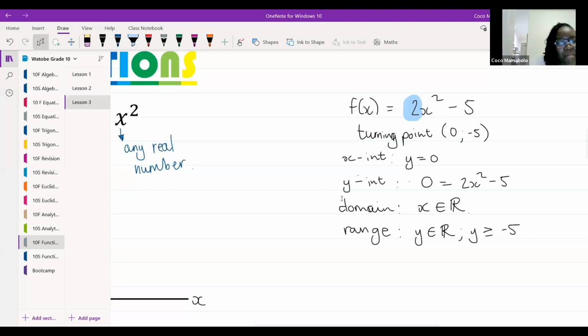Someone's asking, ma'am, is it always x is an element of real numbers? Yes, 100%. Because it's positive, we're going to get greater than or equal to. If it's negative, if it's a sad face, guys, we're always going to get less than or equal to.